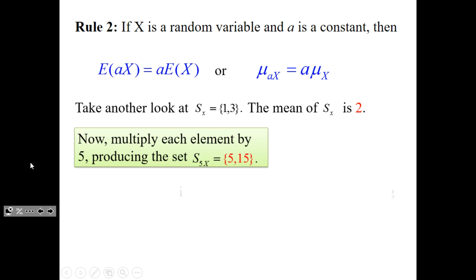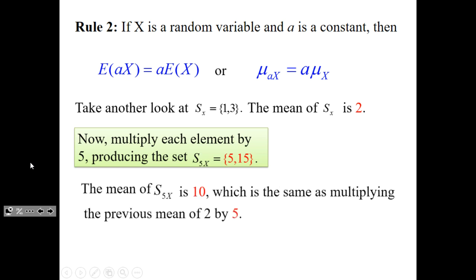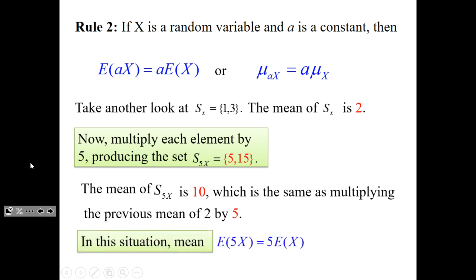So if I take the mean of this, we get 10. But that was the same as me multiplying the previous mean just by 5. It worked out exactly like we wanted it to. So in this case, the expected value of 5 times x was just equal to 5 times the expected value of x. It works out the way we'd like it to work. It's nice and neat and simple, and the expected value just works well.